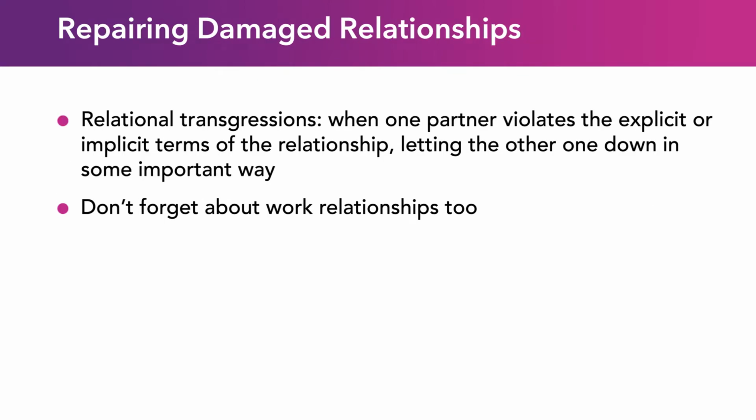Okay. Now, what if you or the other person has done something and the relationship is damaged? Okay. Someone has created a relational transgression. I like that word. All right. So one partner, and again, romantic relationship, friendship, family relationship, even work relationship, violates a term of the relationship, whether this was something that was explicitly stated or whether it was just implicit.